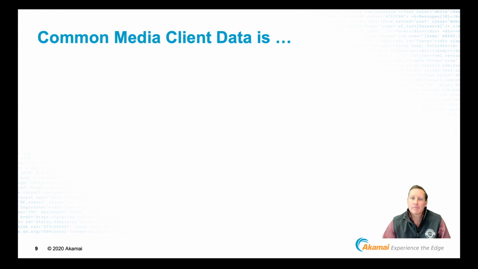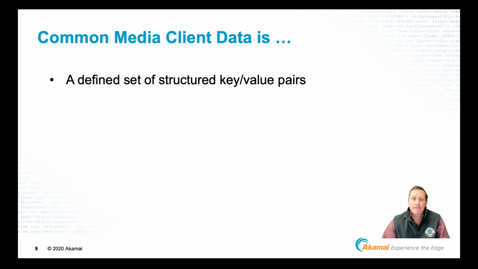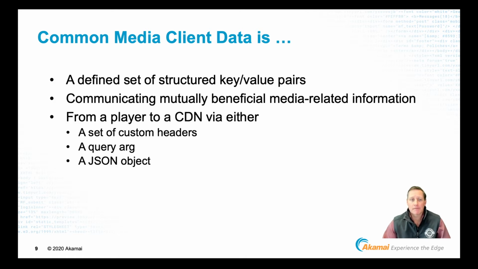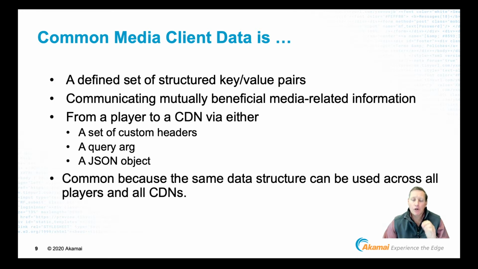So what is Common Media Client Data then? Well, it's a defined set of structured key-value pairs that communicate mutually beneficial media-related information from a player to a CDN via one of a set of custom headers, a query object, or a JSON object. And they're common because they share the same data structure and they can be used across all players and all CDNs.